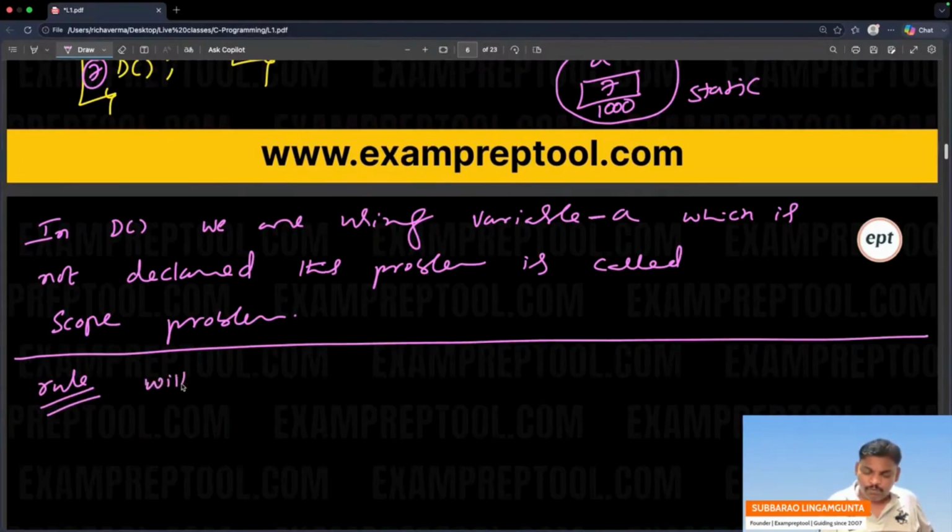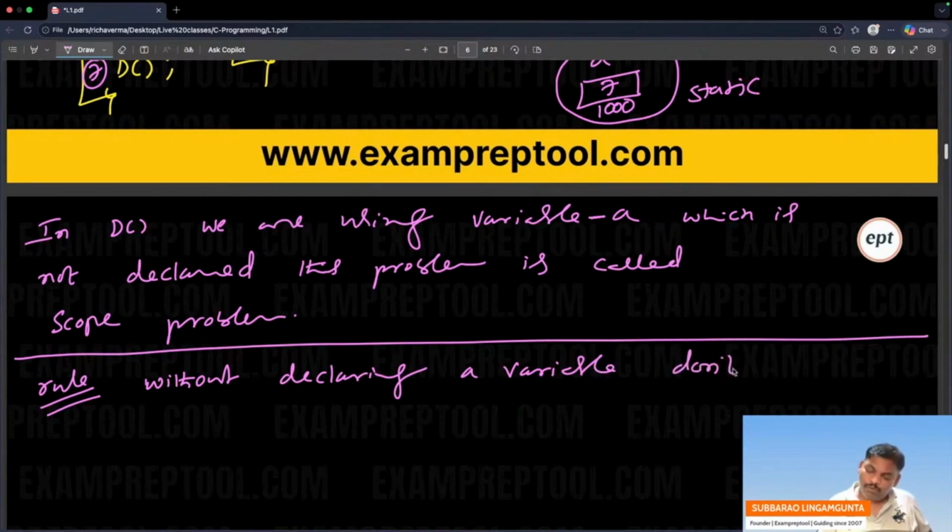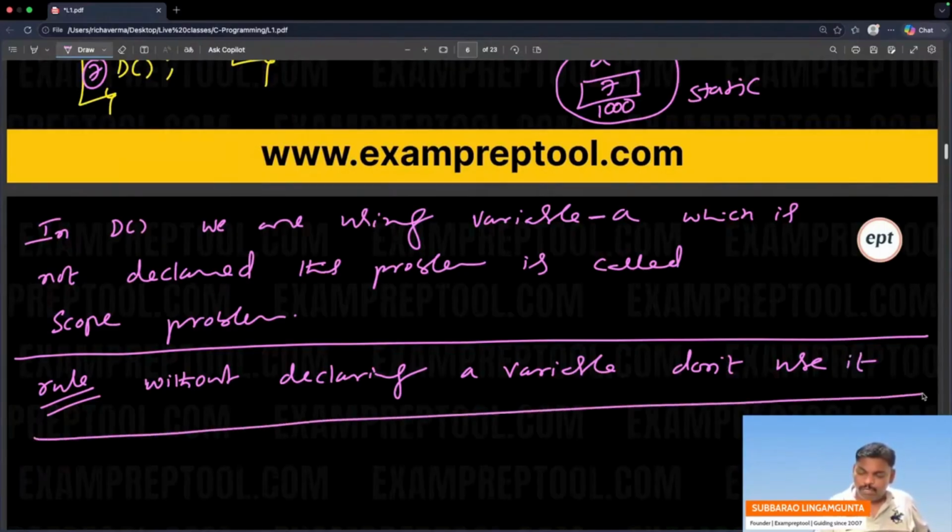Without declaring a variable, don't use it. It's a rule of the programming language. See, that same thing you are doing: in the D function, we are using variable A, which is not declared. This problem is called a scope problem. You are violating the rule.